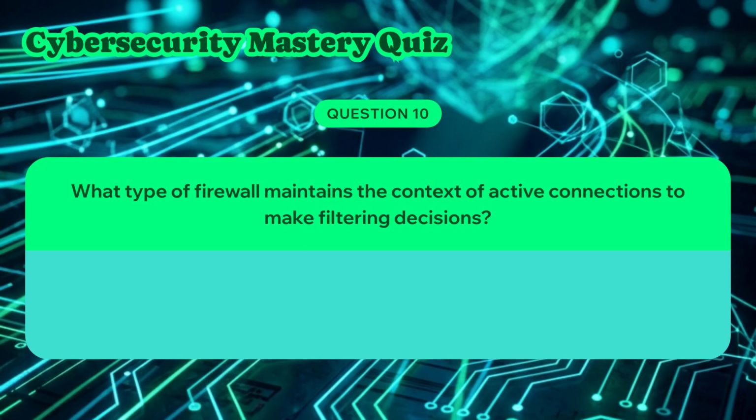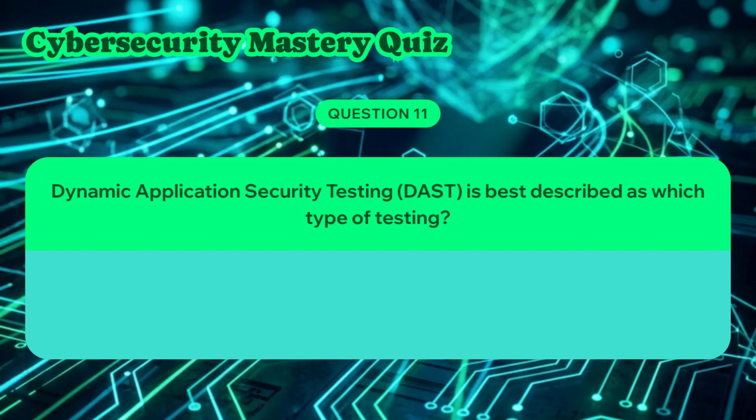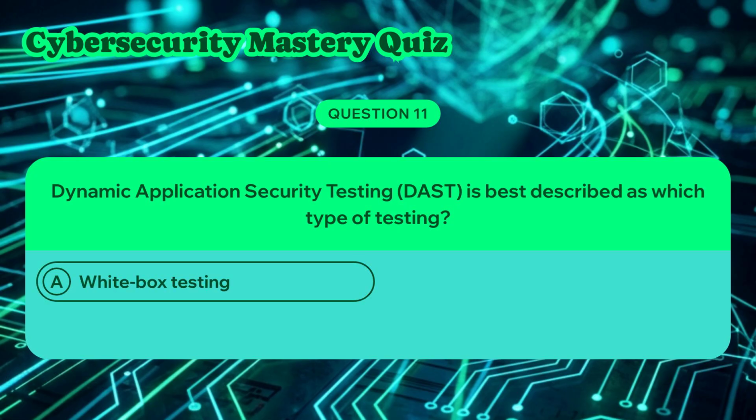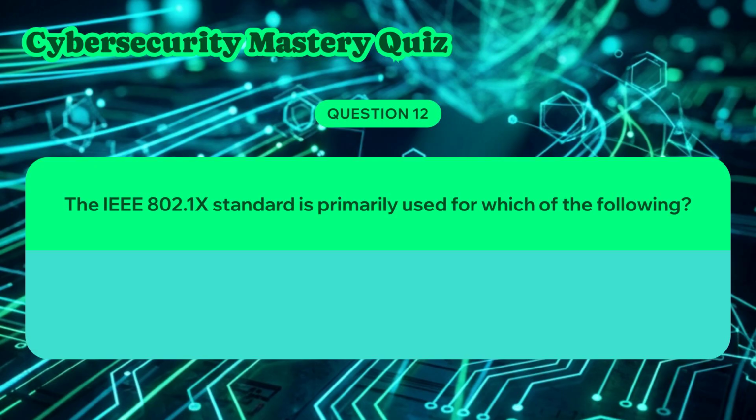What type of firewall maintains the context of active connections to make filtering decisions? Dynamic Application Security Testing, DAST, is best described as which type of testing? The IEEE 802.1X standard is primarily used for which of the following?